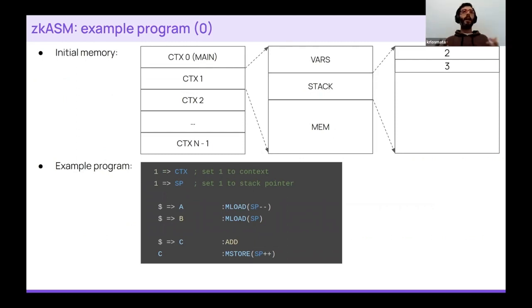Okay, now that we know a little bit about the registers and the instructions that this zkEVM has, we're going to see a small example of how to use it. In this small example, we first start from an initial point, which means that we have an initial memory. In this initial memory, in context 1, inside the stack of context 1, the first two values are 2 and 3.